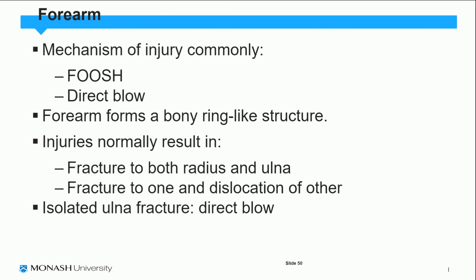So with the forearm, the main mechanism of injury is either a push or a direct blow. Important to remember that the forearm forms a bony ring-like structure. These injuries can result in fractures to both the radius and the ulna, or it could be a fracture to one and a dislocation of another, or you could have an isolated ulnar fracture from a direct blow.